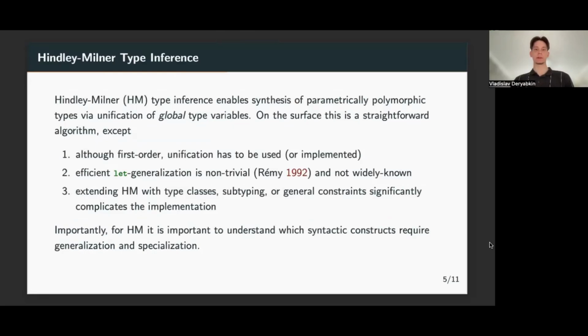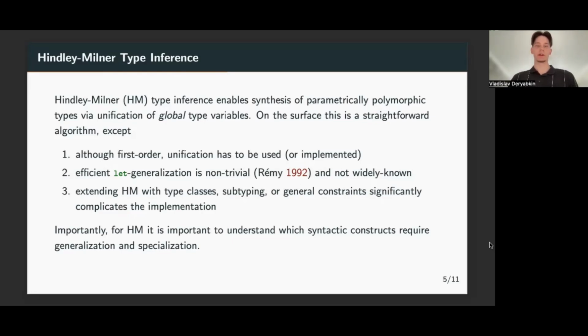Another well-studied type system is that of Hindley-Milner, which enables synthesis or inference of parametrically polymorphic types for local definitions via let binding. This algorithm requires first-order unification of type variables and, for efficient let generalization, a level-based implementation due to Didier Rémy, which is not widely known. Additionally, extending Hindley-Milner with type classes, subtyping, or general constraints further complicates the implementation.